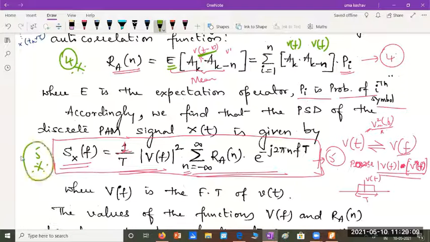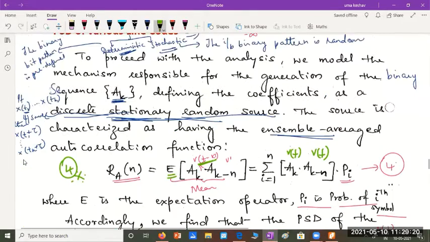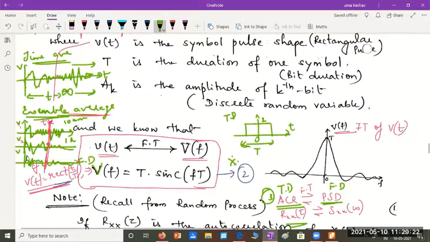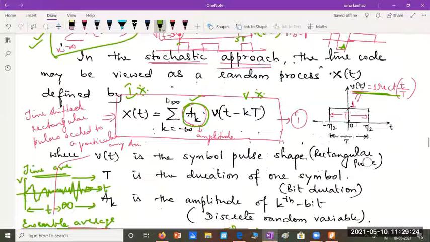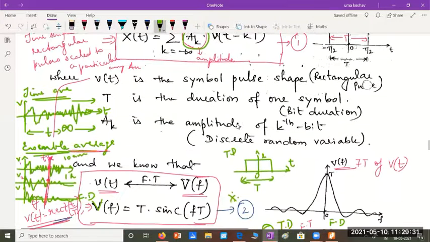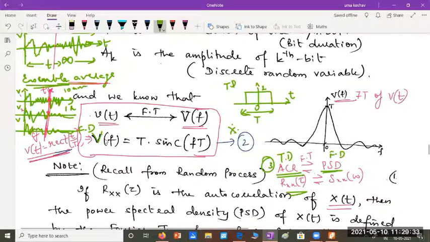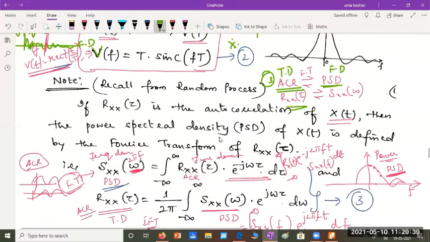So if you remember these basic 5 relations or equations, it is very easy for us to find the power spectral density of any given line code sequence. So please understand the basics. First is, how do you define a line code using a time domain equation as a random process x(t)? Next is, what is v(t)? It's a rectangular pulse, so V(f) will be a sinc pulse.